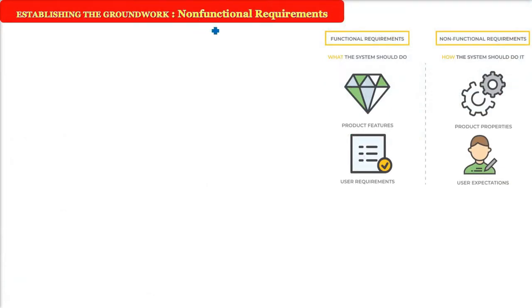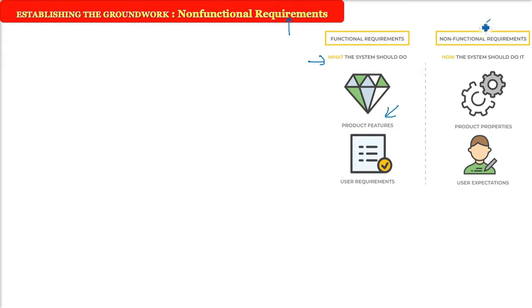NFR, or non-functional requirements. The requirements can be categorized broadly into two categories: one is functional requirement, one is non-functional requirement. The name is saying functional, so what are the functions and features? These are the functional requirements: what the system should do, the product features. If you want to write it has this, it has that, then this is the functional requirement.